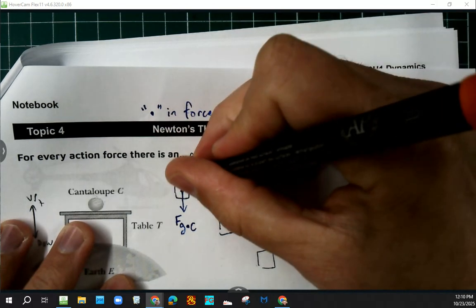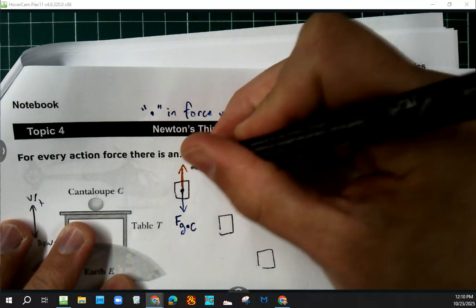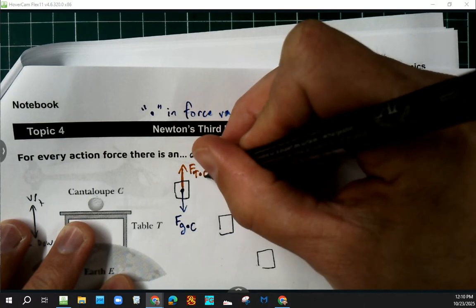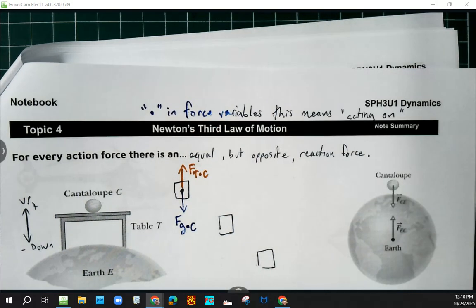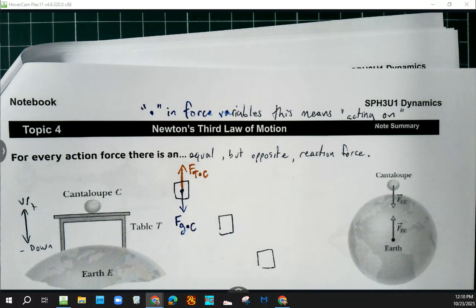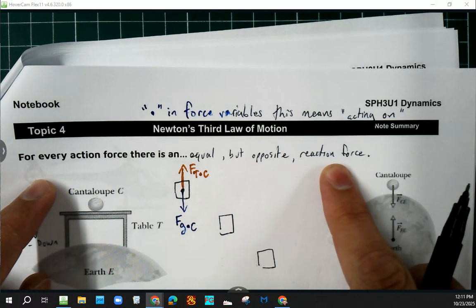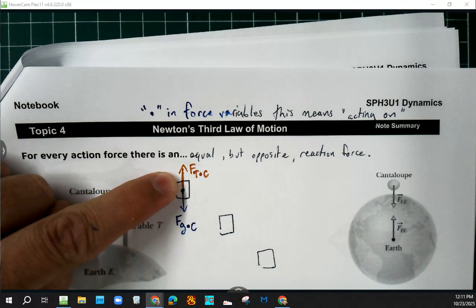So I would say that I've got a force of a table acting up on a cantaloupe. And you're right, it is a normal force, but I'm being really nitty-gritty. I'm being picky about this. There's a table acting up on this cantaloupe. But Newton's third law says every action force has an equal but opposite reaction force. So if there's this action force of a force of table acting up on a cantaloupe, what do you think is happening to the table?